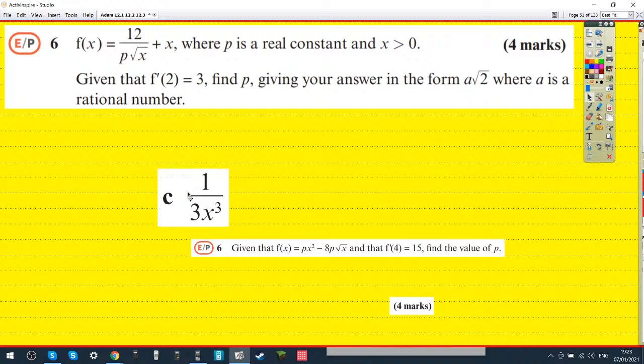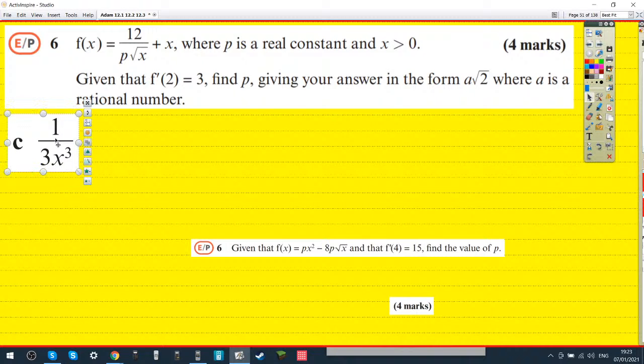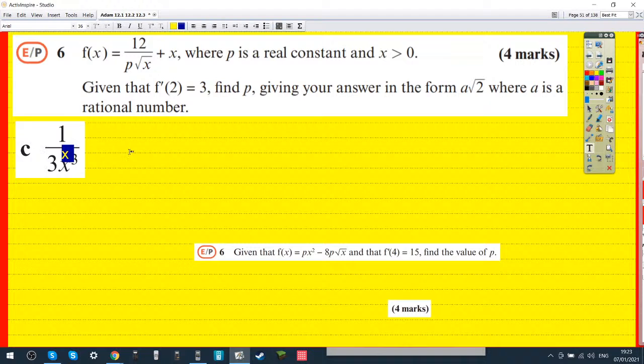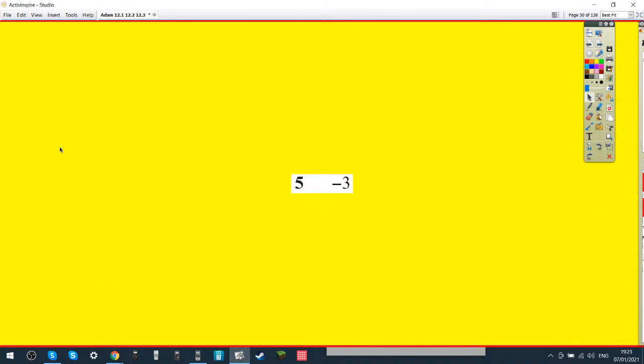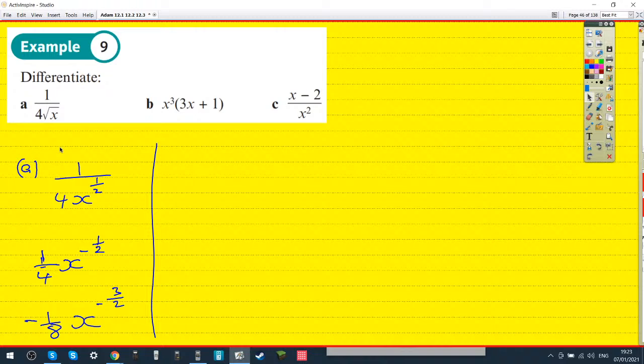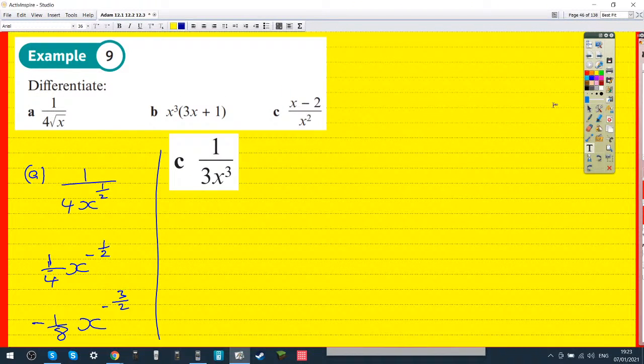So differentiate this. Okay. Is it minus x to the minus 4? This part C? Yeah. How did you get that? I did because I turned that into. Oh, you might be right. Sorry, you might be right. So yeah, you turned it into 1/3 x to the minus 3.